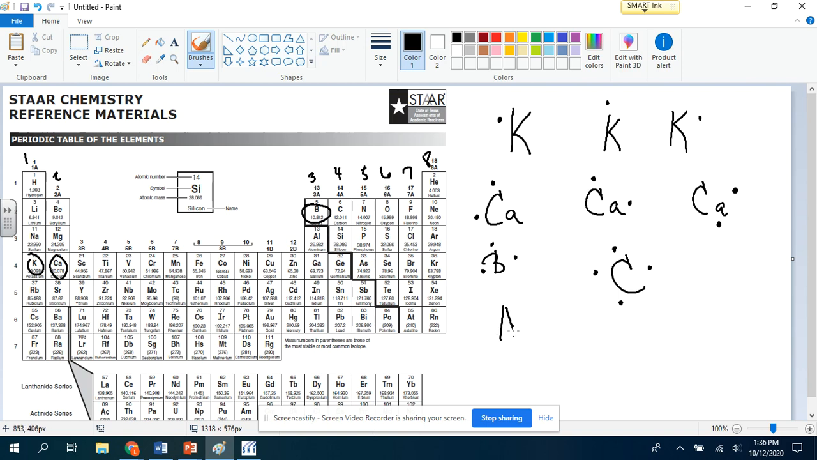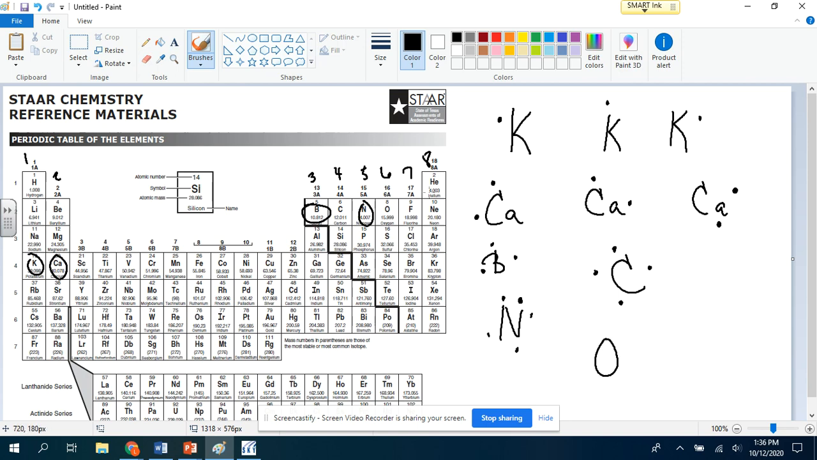Nitrogen has 5. So this is the first one where you're going to see each side fill up. Because see nitrogen, I'm doing nitrogen, has 5. And there's your 4, and then you can pick any side to pair on. But after you've put a dot on each side, then you start pairing sides together. It does not matter which side you pick to pair.